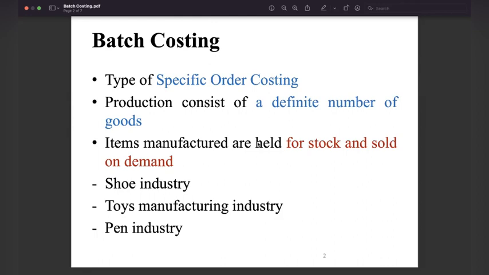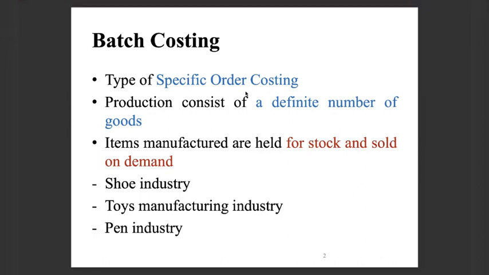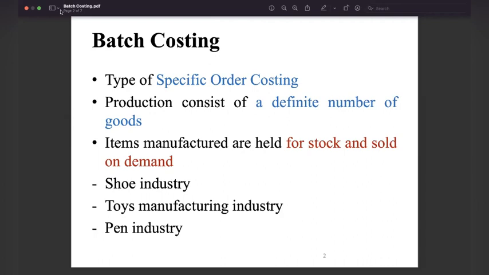So read these examples and try to come up with some examples on your own. Here it is given: shoe industry, toy manufacturing industry, then pen industry, likewise. Just try to come up with a few examples on your own.